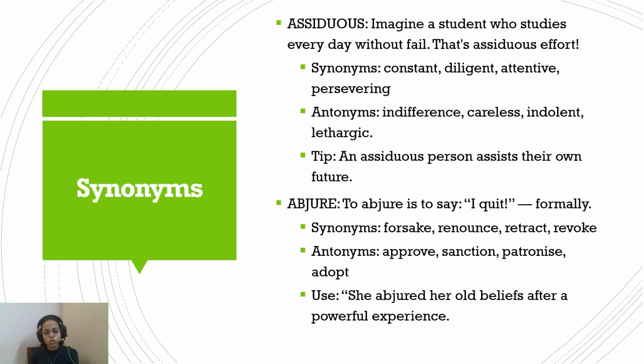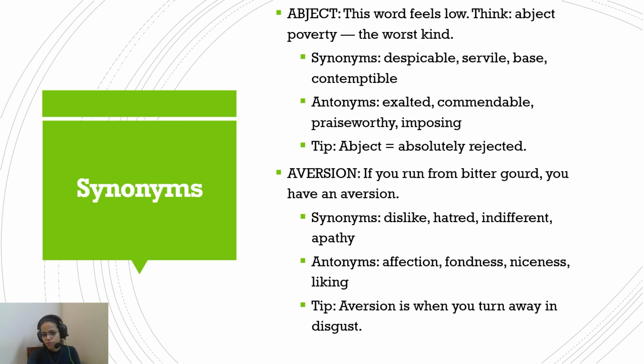So she abjured her old beliefs after a powerful experience. So she gave up her old beliefs. So maybe she believed that speaking lies in some situations is okay, but then she had some powerful experience and she realized no, this can have very terrible consequences. And she gave up her old belief of lying in some situations. So she gave up. She abjured. To abjure is to give up. Okay, to say I quit.